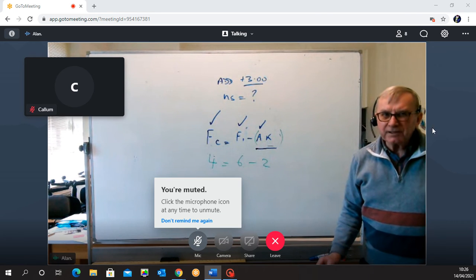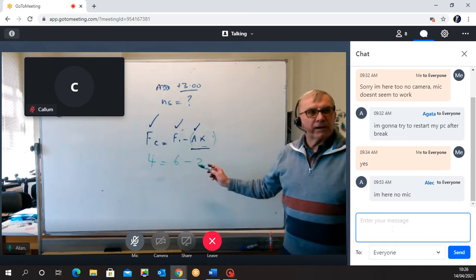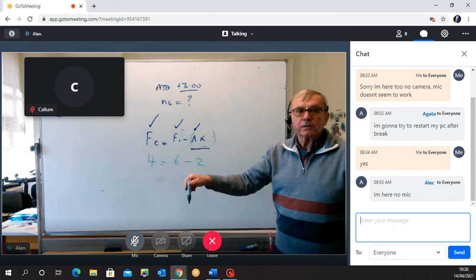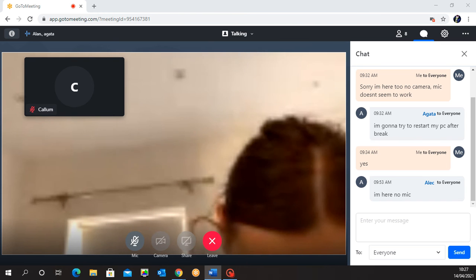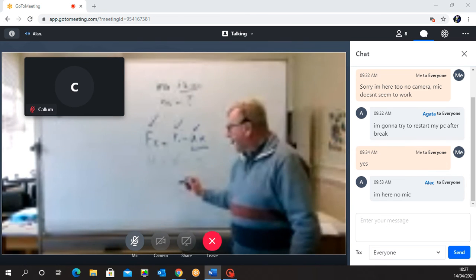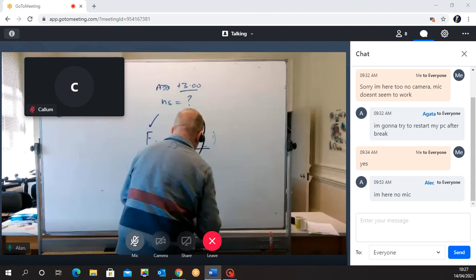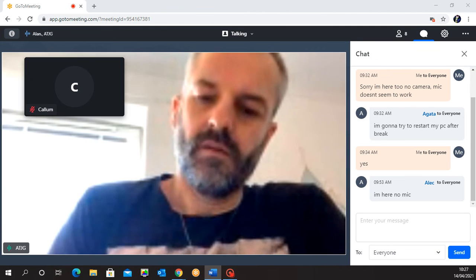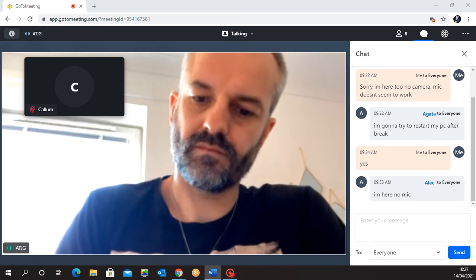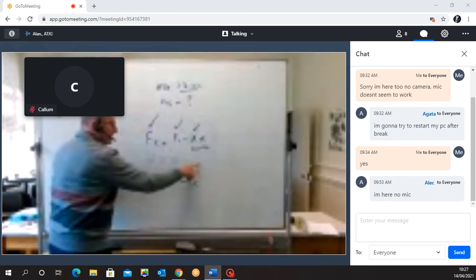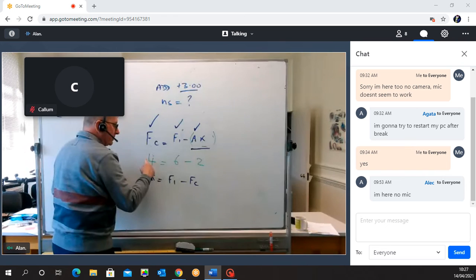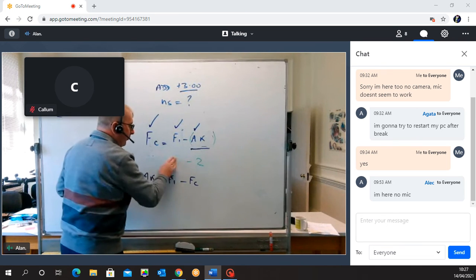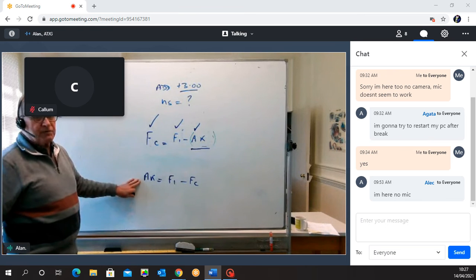I've done this with students before and they don't like it. Does it make sense? So just use known numbers and make them work for you. Anyway, by hook or by crook, AK then is equal to F1 minus FC. You see what I mean? That 2 is equal to this one minus that, 6 minus 4. So AK is F1 minus FC. You might get to it a different way, but that's the first thing you have to do.